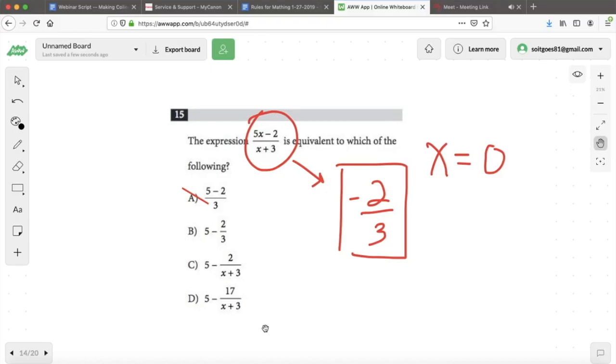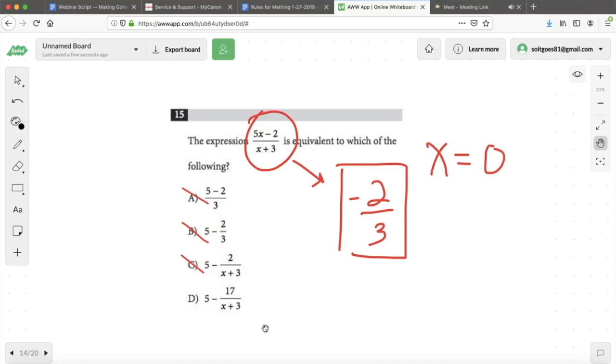That would be 5 minus 2/3, which is also the same as answer choice B. It's the exact same. So it's not A, it's not B, it's not C. Answer choice D is looking good. I mean, you could stop here. I feel very comfortable picking D.